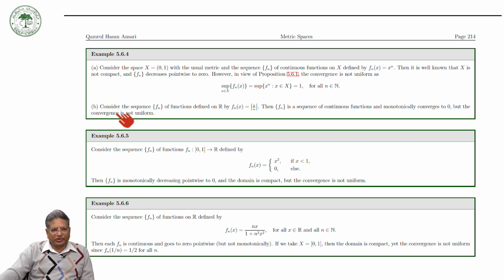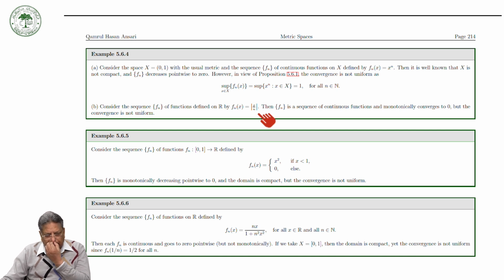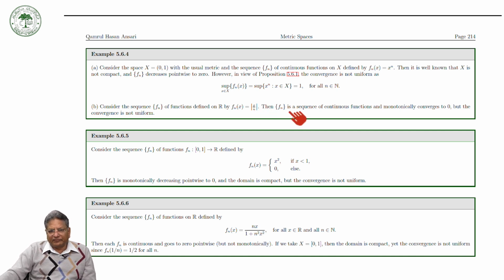The second example, consider the sequence Fn defined by x upon n in x upon mod of x upon n. Then Fn is a sequence of continuous functions and monotonically converges to 0, but the convergence is not uniform. So we can have this kind of sequence. Okay. Now take another example.